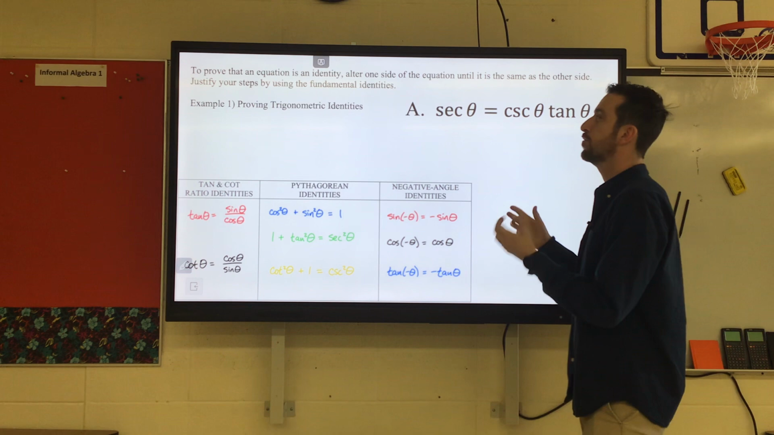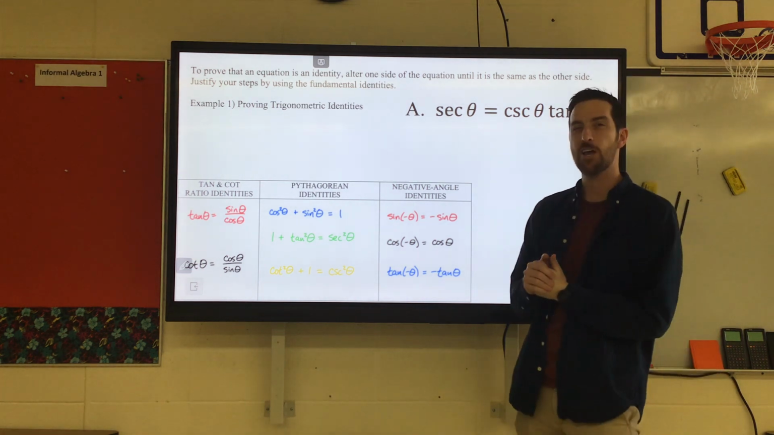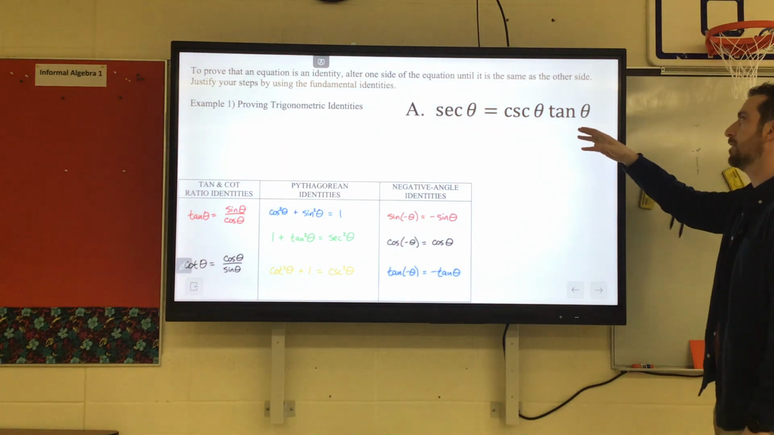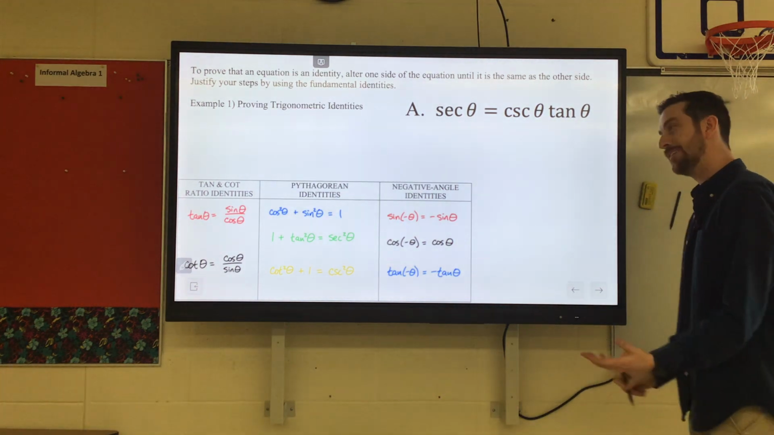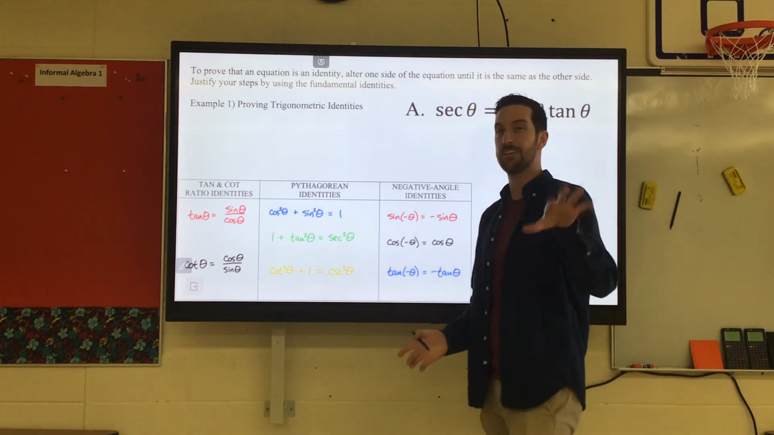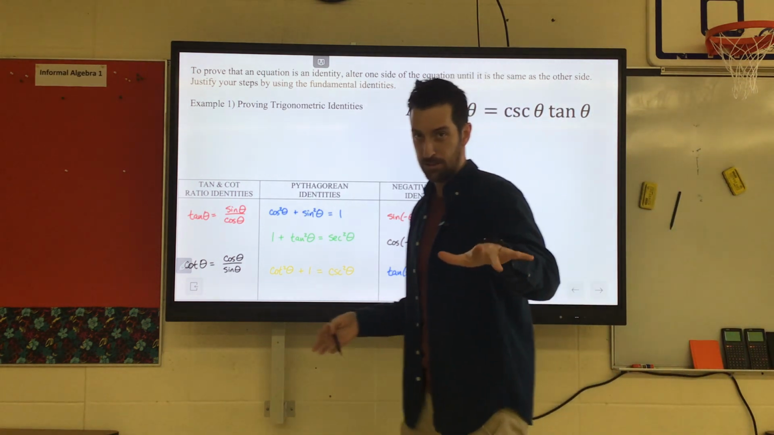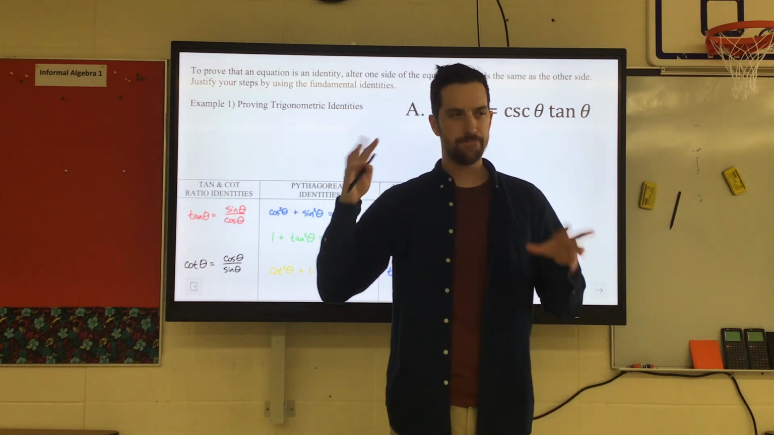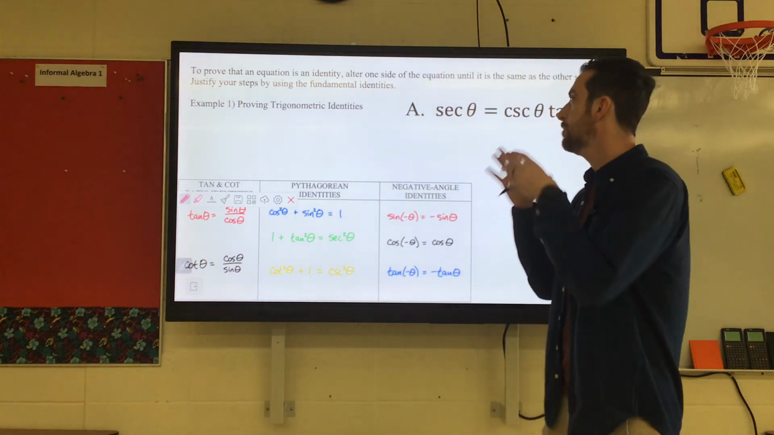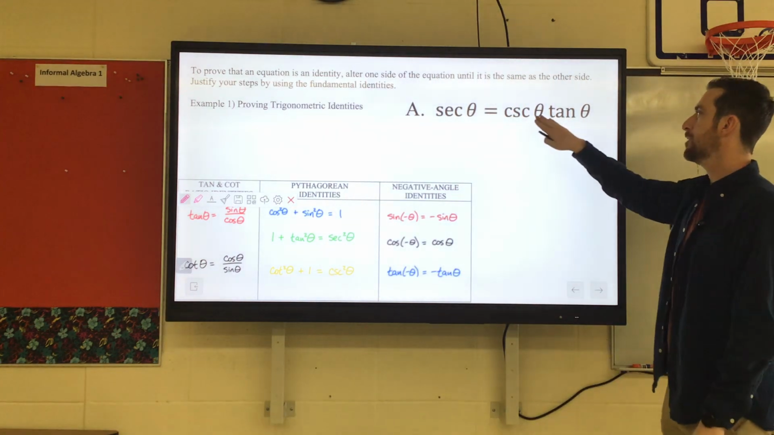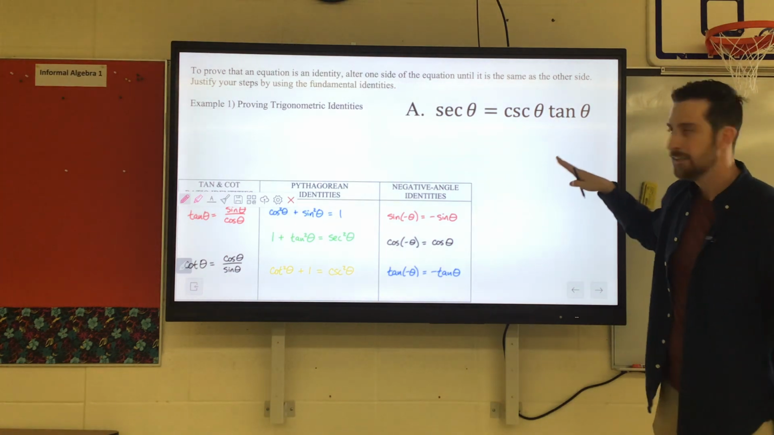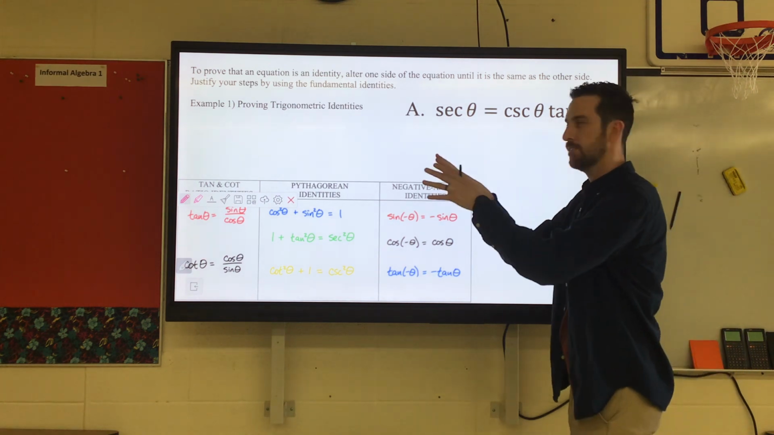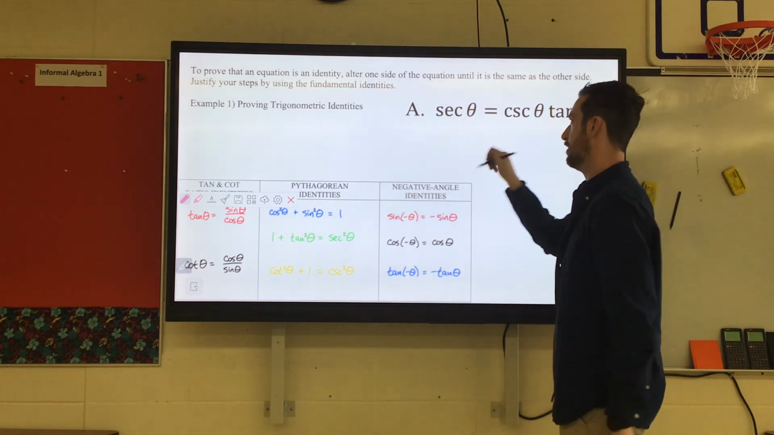So here we have to prove these trigonometric identities are equal to each other. So we have secant of theta equals cosecant of theta times tangent of theta. Now the nice thing is, you don't have to do these the exact same way that I do or the exact same way that your friend does, and it can still be right. But we need to pick a side to work on and simplify it where we can to make it equal the other side. So to me, the right side looks a little more complex. So I'm going to work on the right side and see if I can make this turn into secant of theta using these properties here.